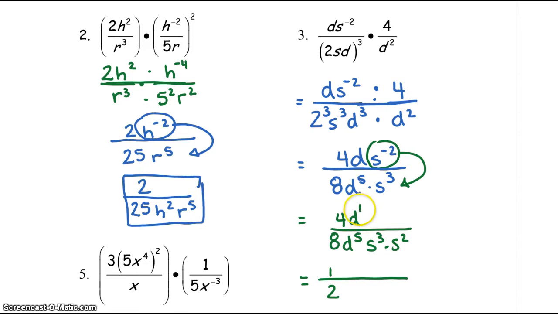Now, I can subtract d to the 1 minus d to the fifth, and I get d to the negative 4, which then I know I have to move down. So I'm going to go ahead and use my eraser, and I'm going to move it down right away and make it a positive 4. Then I have 3 s's here and 2 more, and that's s to the fifth power, and there is our final answer. Alright, well done.